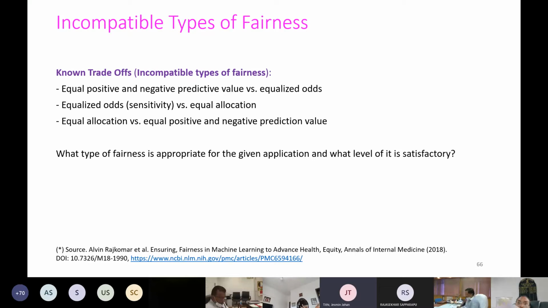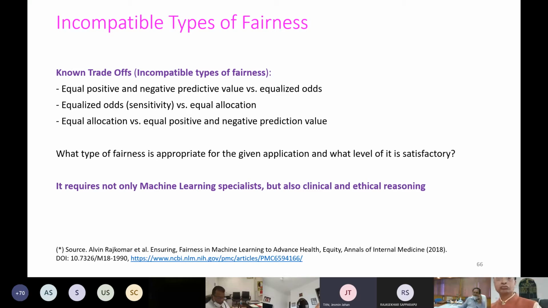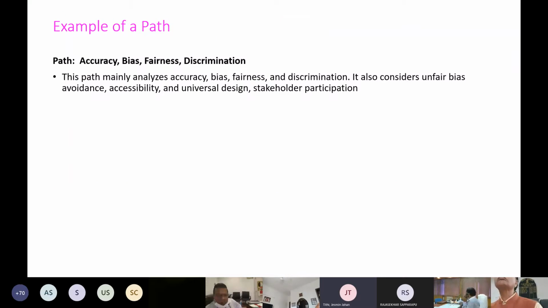So what type of fairness is appropriate for a given application, and what level of it is satisfactory? Whether 80% accuracy or 80% specificity is good enough for an application really needs not only machine learning specialists, but also clinical and ethical reasoning, in the case of a medical device like the tool that we have analyzed here. So here is an example of a path that we executed.